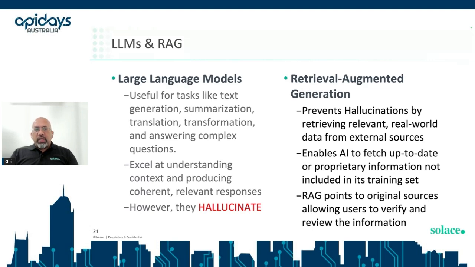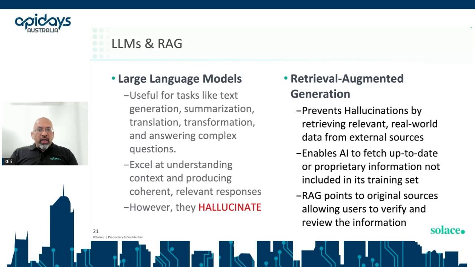Because it lacks real-time context. Then came RAG, which is retrieval augmented generation. It prevents hallucination by retrieving relevant real-world data from your data sources. It could be internal or external. It enables the AI to fetch up-to-date and proprietary information if needed, that's not included in the training set, right?